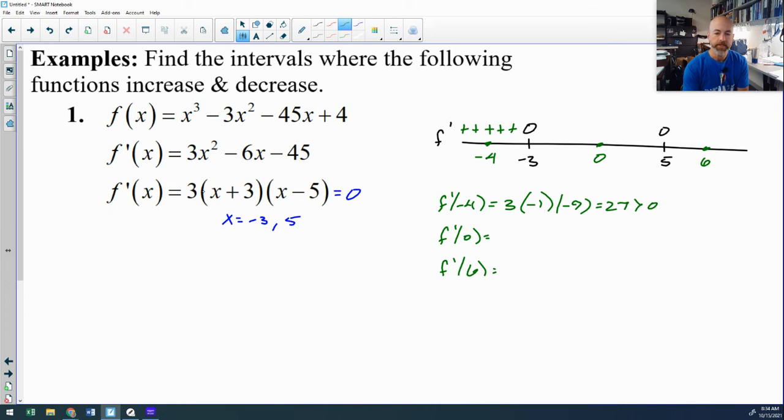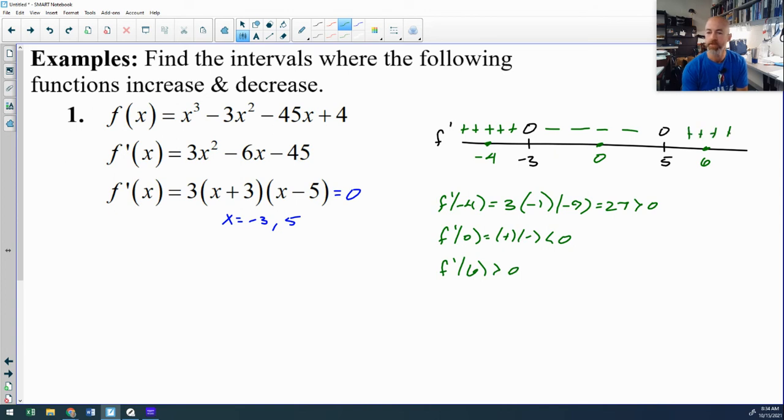And when I plug in 0, and here's where I'm going to be a little bit lazy, 3 is always positive. I'm not worried about the 3. 0 plus 3 is positive. 0 minus 5 is negative. A positive times a negative is negative. So I'm negative here. And then I plug in 6. I get a positive times a positive, which ends up being a positive result.